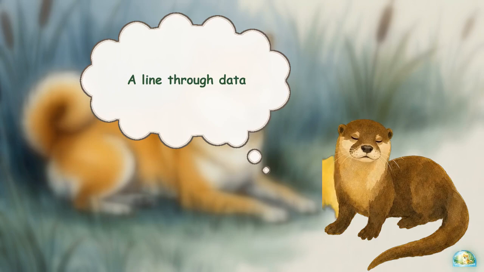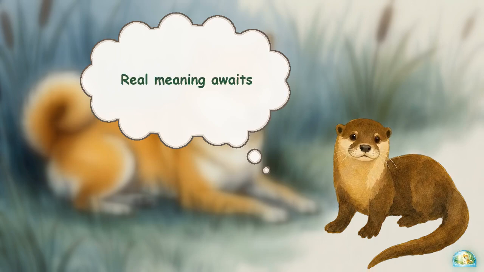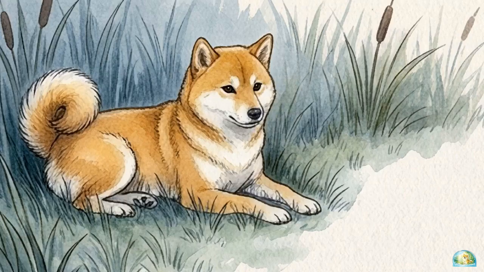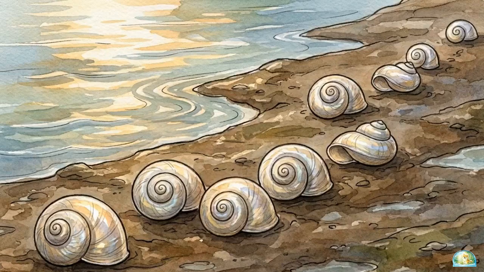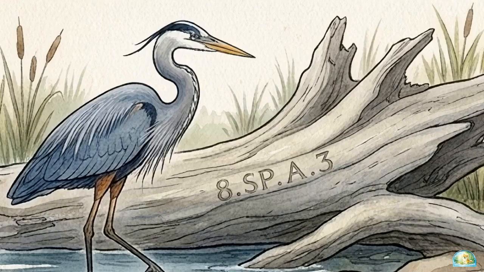A line through data. What does slope say? Real meaning awaits. The moonlit data marsh is a quiet wetland where every shell, reed, and ripple represents a data point. In this landscape, mathematical equations record the natural patterns we see in the environment.